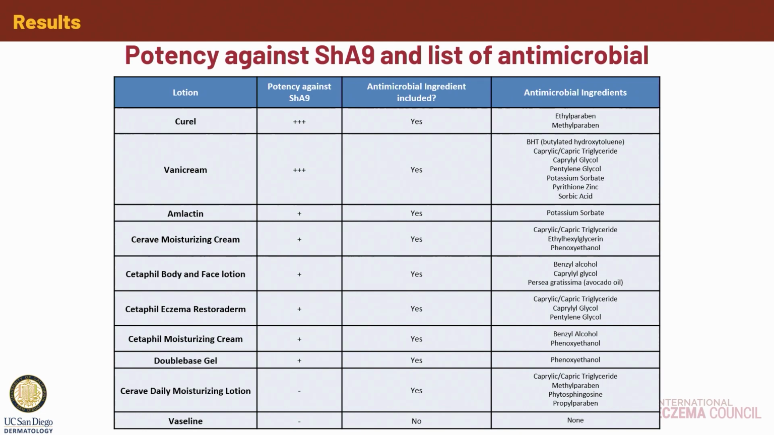Our next logical step was to further explore if the ingredients played a critical role. This table lists the number and type of antimicrobials we found in each moisturizing product, starting with the most potent at the top, which were Curel and Vanicream, and the least potent, which were CeraVe Daily Moisturizing Lotion and Vaseline at the bottom. One thing we want to note is that Curel and Vanicream had similar ingredients to the CeraVe Daily Moisturizing Lotion, and although they did share the same ingredients, they had very variable effects on SHA9 survivability.